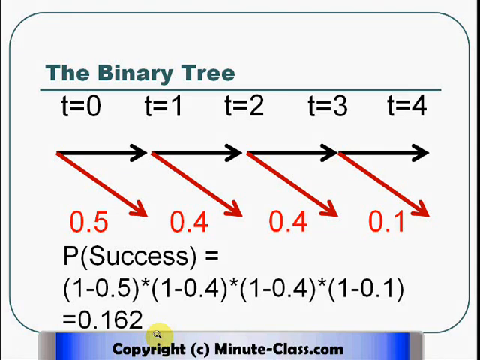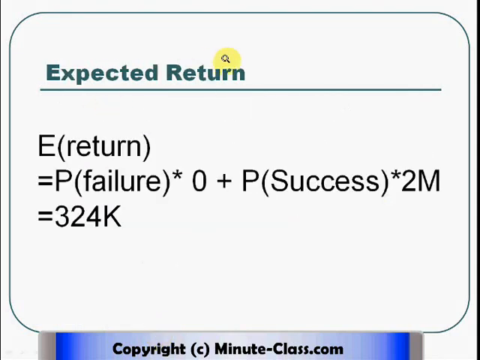Now, what is the expected return at the end of the 4th year? Of course, it will be the chance to fail times the return, which is 0, plus the chance to be successful times the return, which is 2 million. I don't even have to calculate the chance to fail, because the return is 0, so this term will be 0. So the expected return will be just 0.162 times 2 million, which is 324K. Remember, this is the future value at the end of the 4th year.